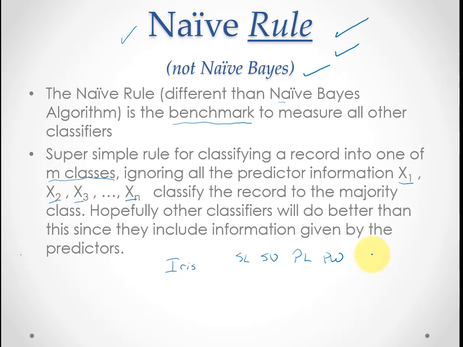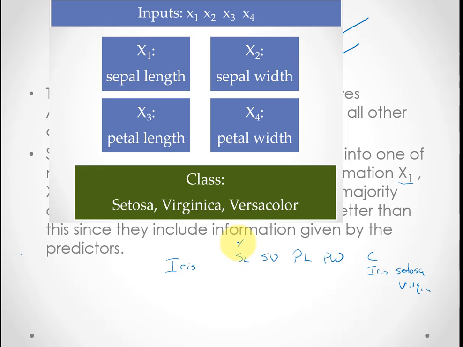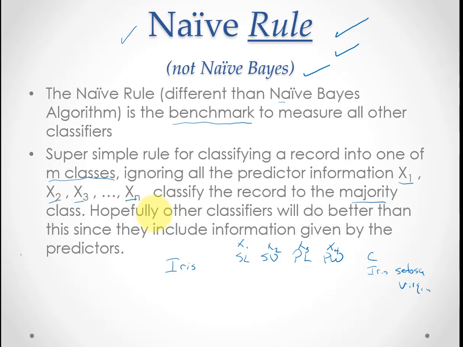And then we were trying to predict the class, which was iris setosa and virginica and so on. That was the class, but these were the predictor variables. So we would label these as x1, x2, x3, and x4. In this case, we had 4. And we classify the record, meaning the row, to the majority class.